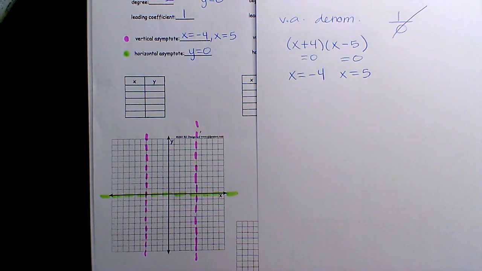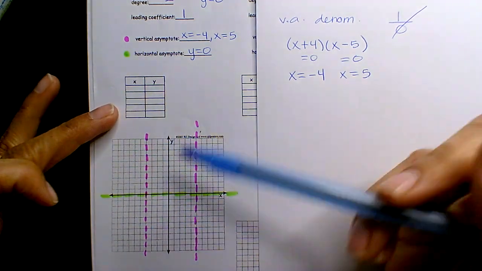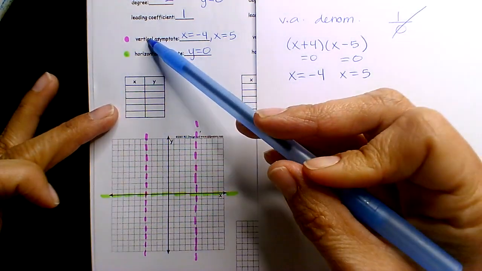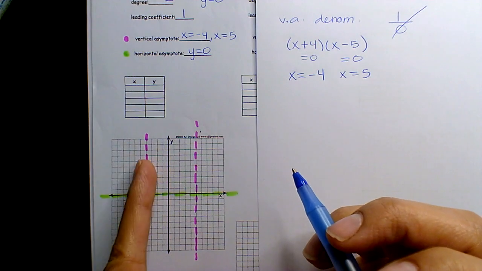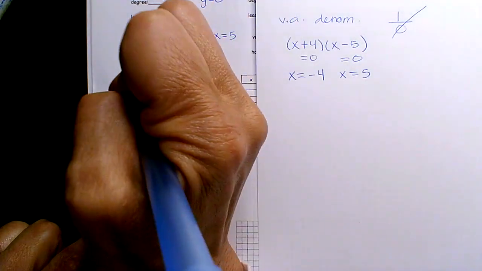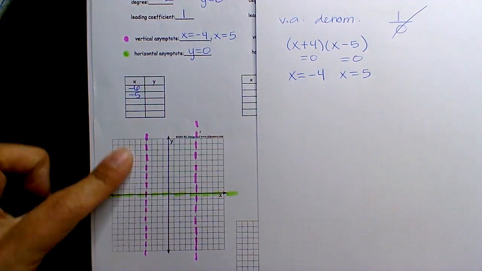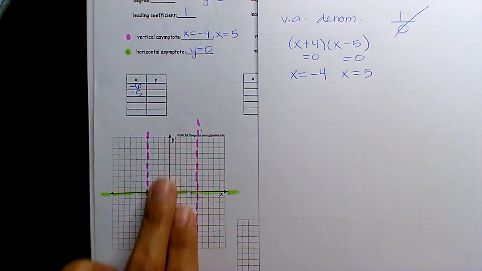Okay, so look. Now here's what you're doing. You're going to pick your points according to your vertical asymptotes, the pink. So I'm going to pick to the left. If this is at -4, I'm going to pick -6 and -5. Okay, so that takes care of this section. All right, so what about this middle section?